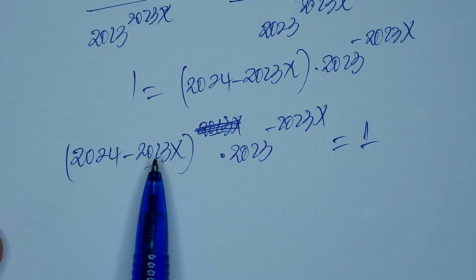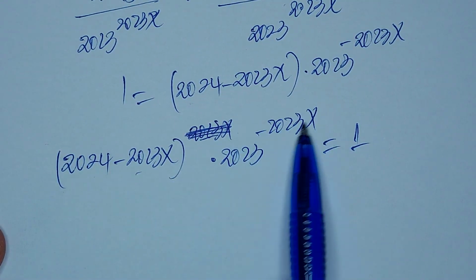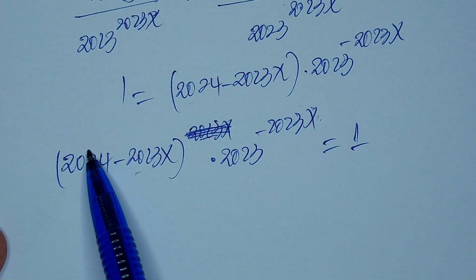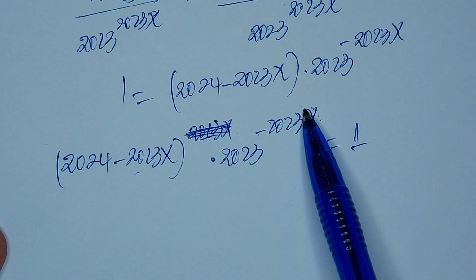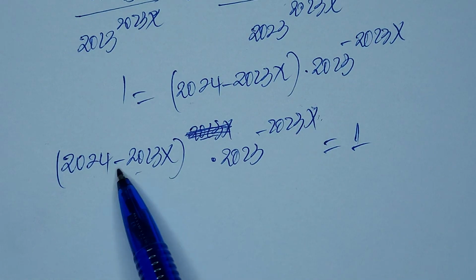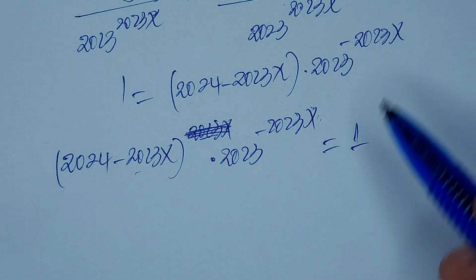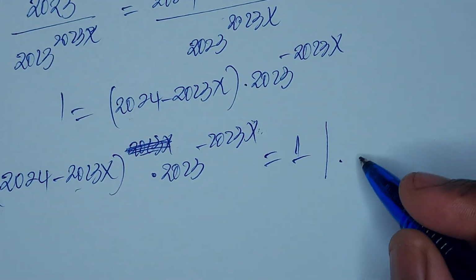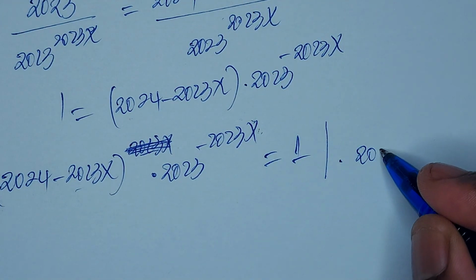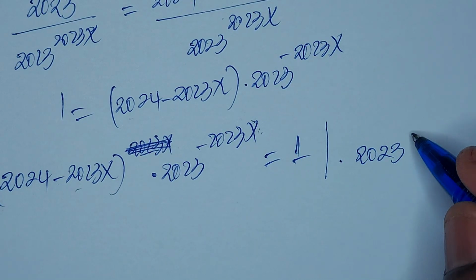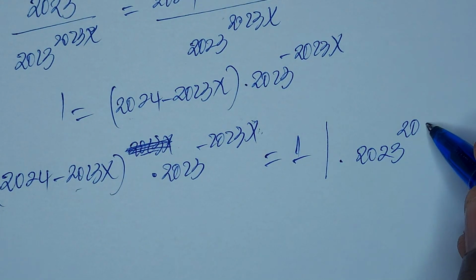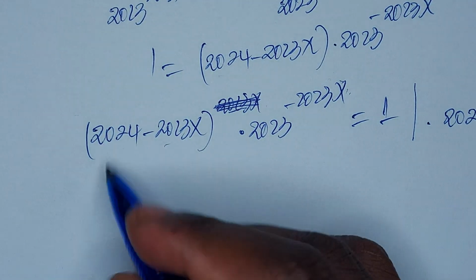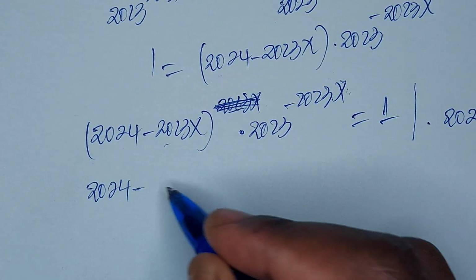So first of all, this part here has to be the same as this one here. So I'm going to multiply. I want to have 2024 here in the power, because this is already negative 2023, right? So I'm going to multiply both sides of the equation by 2023 to the power of 2024.